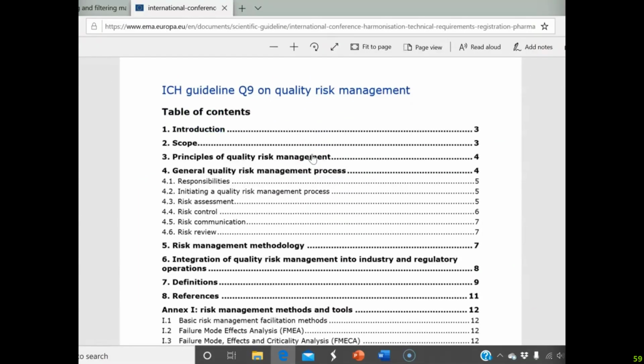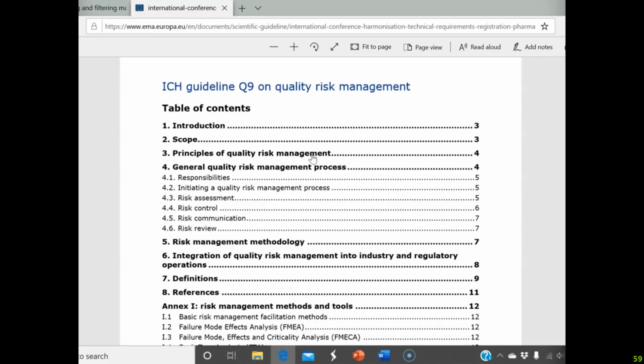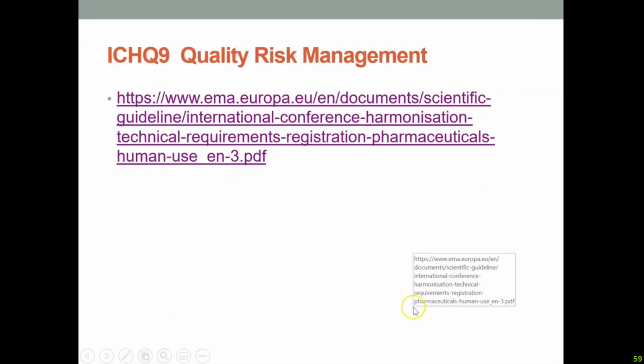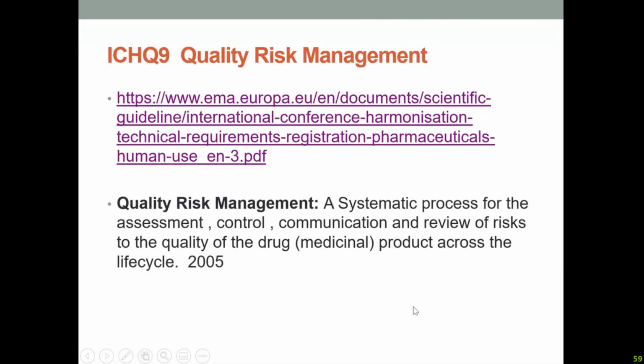If you log into the ICH Q9 guideline here, you can see the content of it. Again, I would recommend that you do. It's in your appendix section. Have a look and have a read of it. Quality risk management is defined as a systematic process for the assessment, the control, the communication and review of risks to the quality of the drug, so that's a medicinal product, across its life cycle.